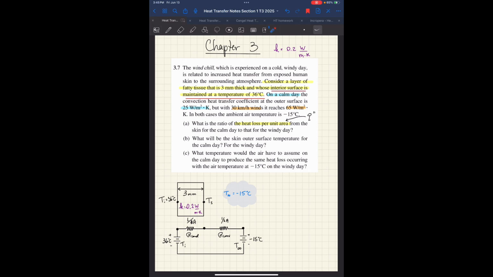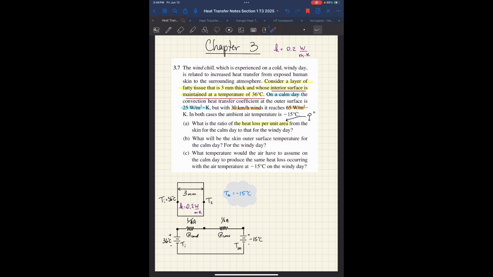Let's do a quick thermal circuit review. So this is chapter 3. Let's take a look at this question. Wind chill, which is experienced on a cold, windy day, is related to increased heat transfer from exposed human skin to the surrounding atmosphere. Consider a layer of fatty tissue 3 millimeters thick and whose interior surface is maintained at a temperature of 36 Celsius. On a calm day, the convection heat transfer coefficient of the outer surface is 25 watts per meter squared Kelvin. But with 30 kilometer per hour winds, it reaches 65 watts per meter squared Kelvin. In both cases, ambient air temperature is negative 15 degrees.